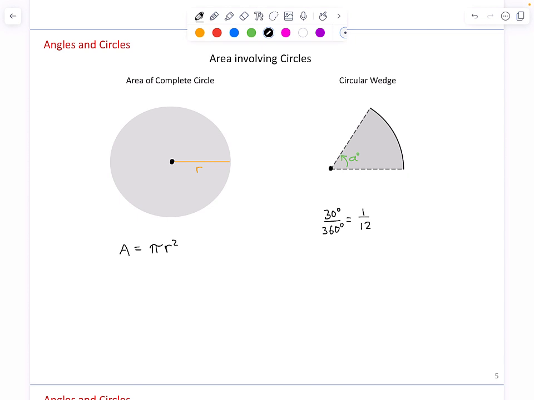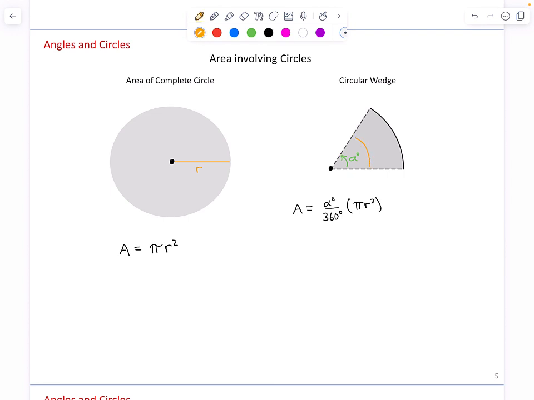So it would make sense that the area of this circular wedge should be 1/12 of the area of the entire circle. This gives me the means to come up with the following formula. Area of this wedge will be found by doing alpha degrees divided by 360 degrees to figure out what fraction of the circle we're looking at, times the area of the entire circle.